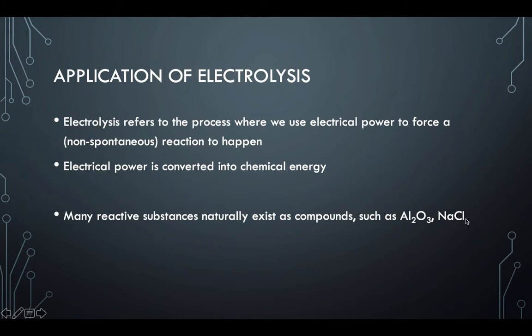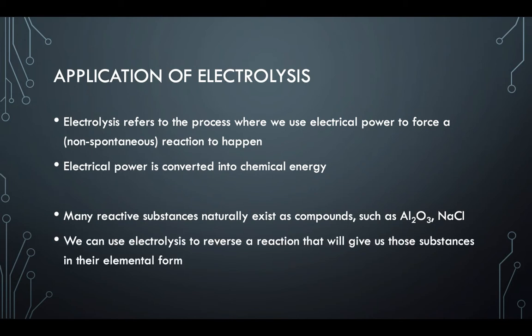oxide or sodium chloride. Unlike those inert substances, for example, gold metal or even platinum metal, because they're so inert, they naturally exist as metals when you mine them. But those reactive metals are already combined with other substances in nature, so they're always mined in their compounds. If we are going to extract them from their compounds, we have to use electrolysis. Okay? We can reverse the reaction that makes them, so as to obtain them in their elemental form.